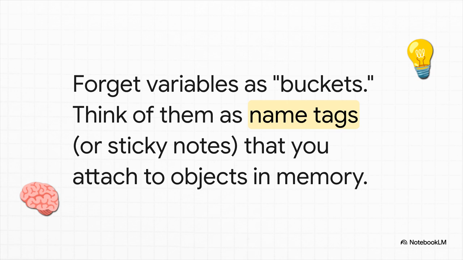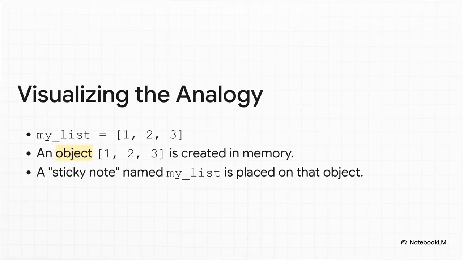So here it is. Stop thinking of variables as boxes that hold your data. That's just not how it works. Instead, a variable in Python is just a name tag. It's like a sticky note that you slap onto an object, the actual data, that's just floating around in your computer's memory. Let's really visualize this. When you type my_list = [1, 2, 3], Python does two things. First, it creates a list object, the actual [1, 2, 3], in memory. Then it takes out a little sticky note, writes my_list on it, and sticks it right onto that list object. The variable is just the label, not the thing itself.